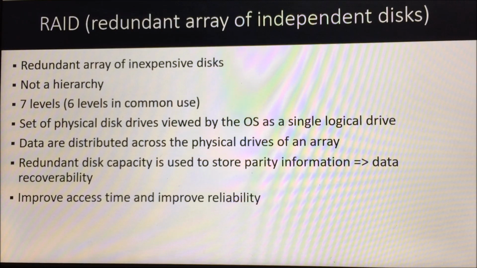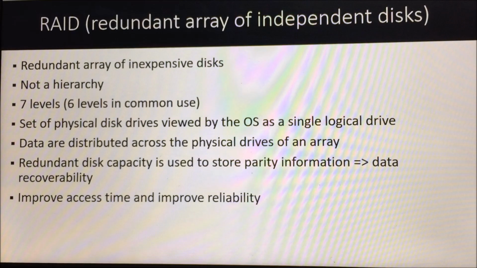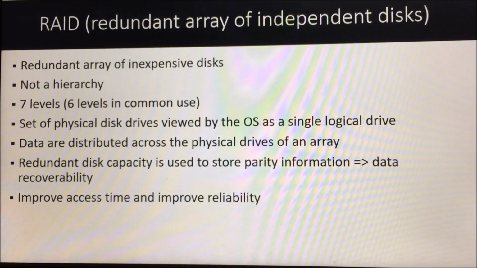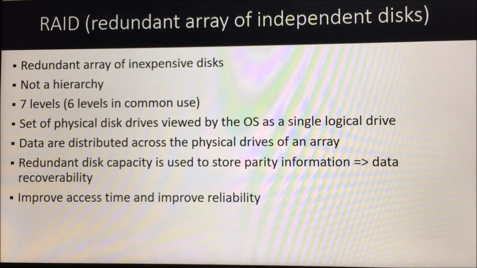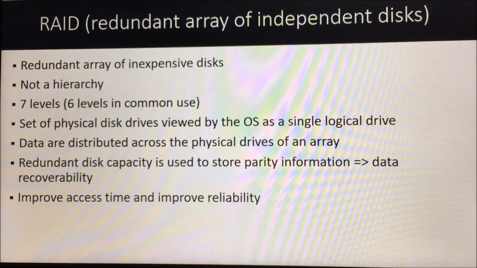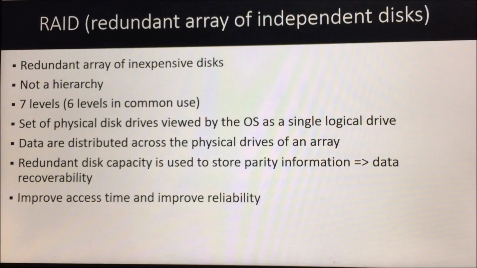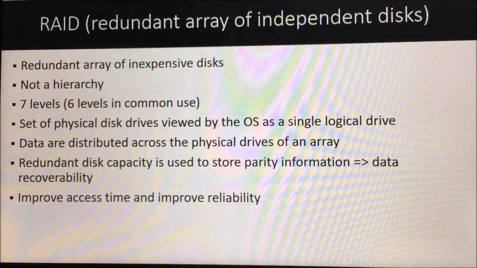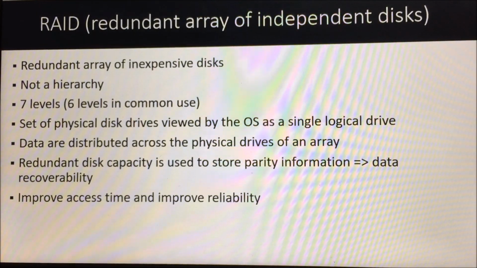This set of physical disk drives will be viewed by the OS as a single logical drive. That is, even though we have separate disks physically, the OS will look at them as a single drive. The data are distributed across the physical drives of an array. Whatever we want to store in the system will be stored in different disk drives.